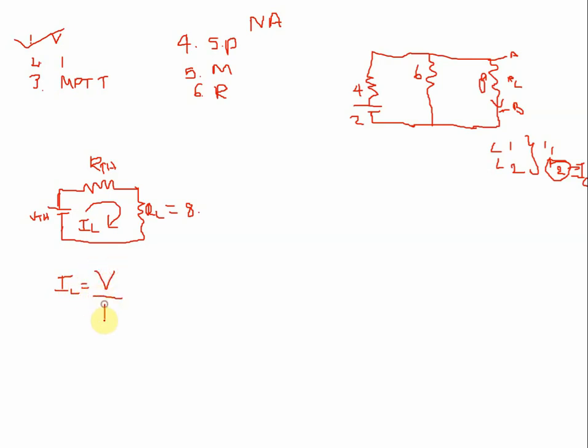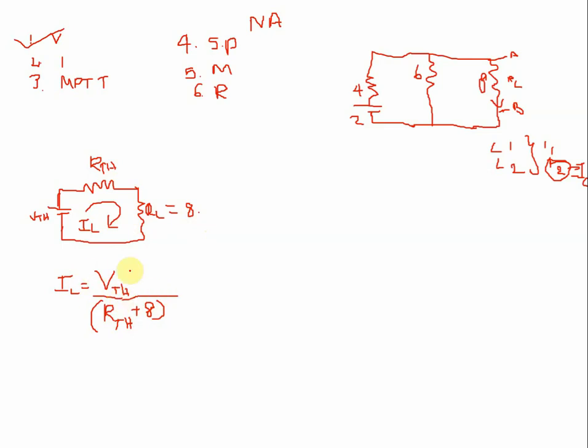So what is V? Here it is VTH. Substitute VTH here. What is R? R is nothing but the 2 R here. Then open the bracket: RTH plus RL. What is RL? 8 ohm. Then substitute the value 8.